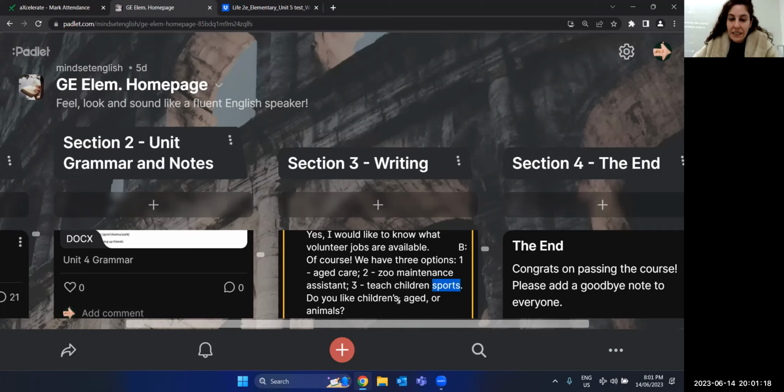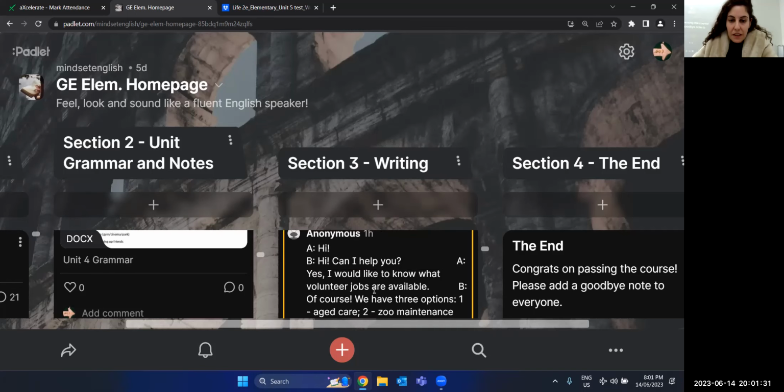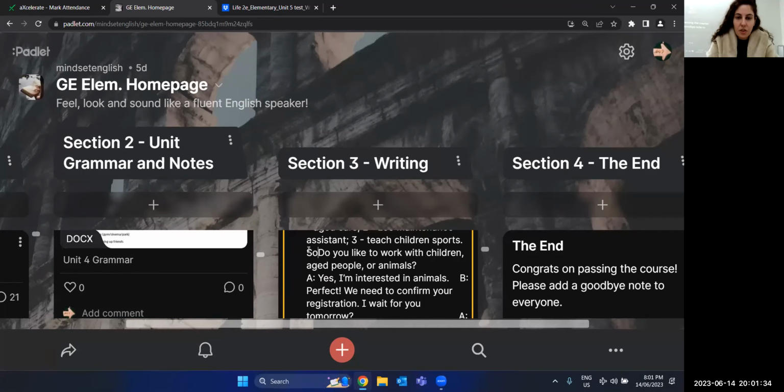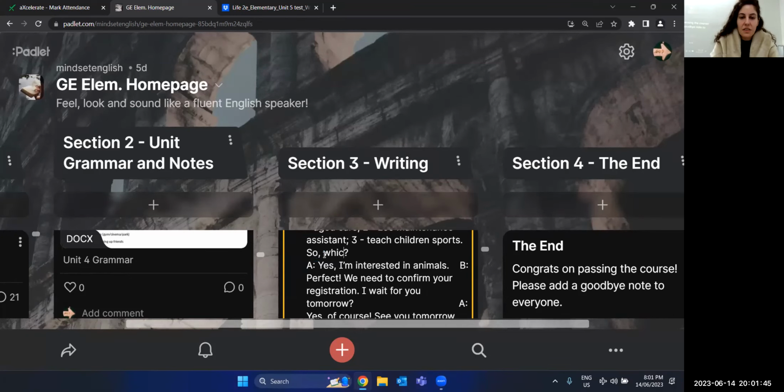Do you like to work with children, aged people, or animals? So, do you like to work? I would have gone for, would you like to work? Or, which option would you like? Instead of repeating it, I would have said, so which option? So which option do you like? Yeah, so which option do you like?